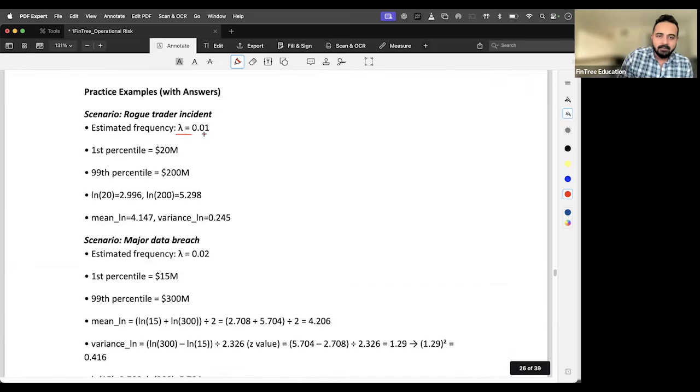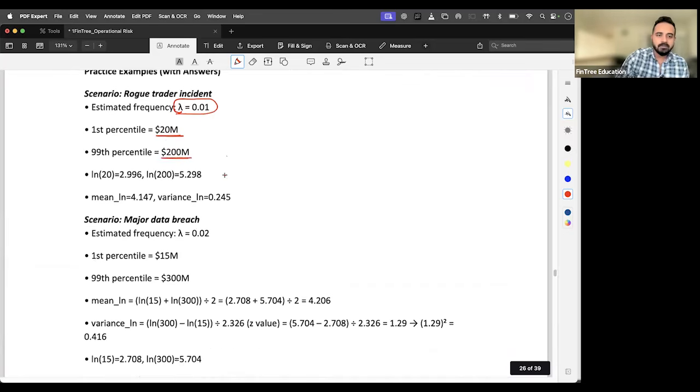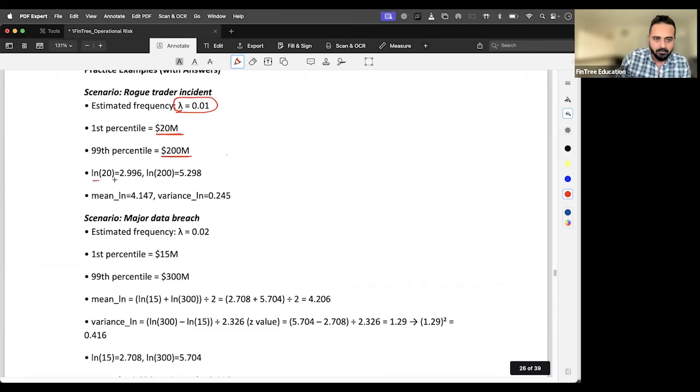Here's an example. Imagine you estimated frequency to be 0.01. First percentile loss is 20 million, 99th percentile is 200 million. So what will you do? First, you'll convert these losses to the log normal values. Then once you have log normal values, you take the mean of each one of them. So you'll have a mean of the log normal values, which is the mean of these two parameters. And then you will have a variance, which is scaled by the normal distribution.